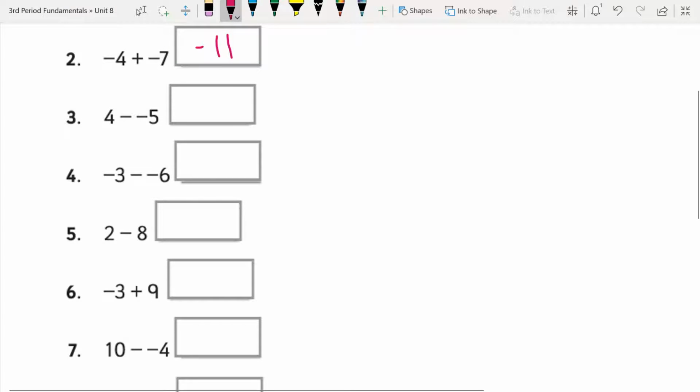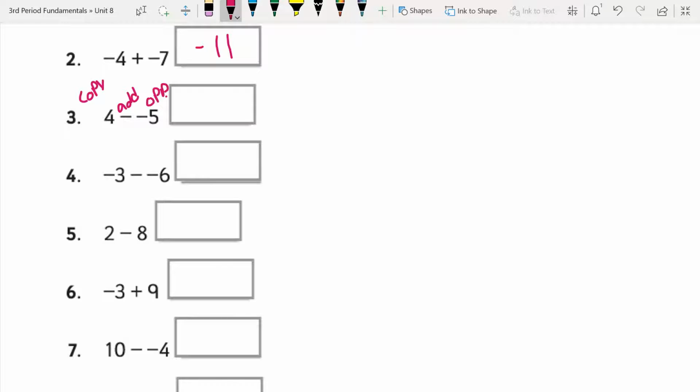Question 3. This is 4 minus negative 5. Well, because this is subtraction, we have to remember that phrase. Copy, add, the opposite. So I'm going to abbreviate opposite as OPP because there's just not a lot of room to write. So I'm going to actually show that off to the side.